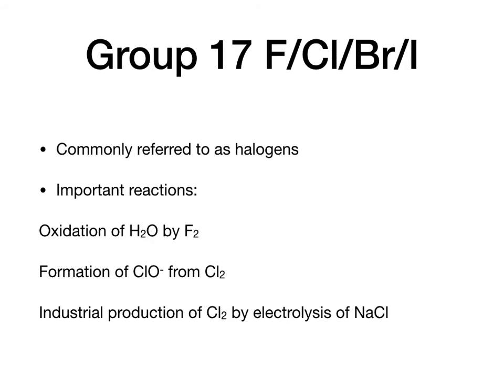Group 17: fluorine, chlorine, bromine, and iodine. This group is commonly referred to as the halogens. The elemental forms of this group are universally diatomic molecules, so F2, Cl2, Br2, and I2. So there's not much to talk about there. There are several important reactions though.